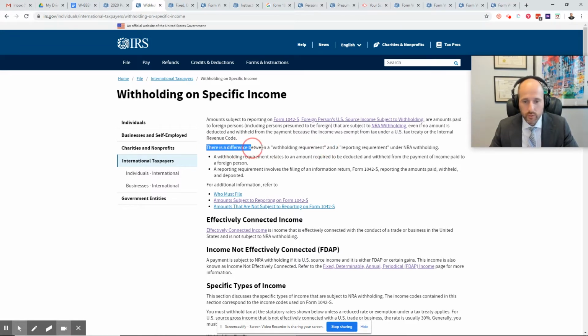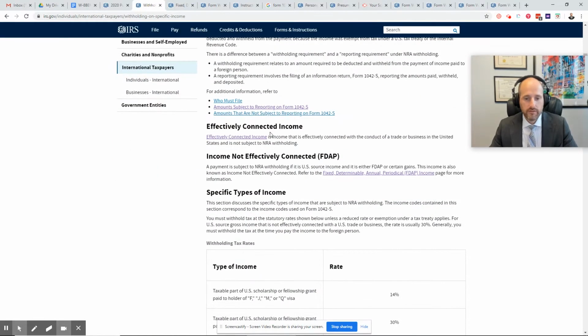So there's a difference between a withholding requirement and a reporting requirement. A withholding requirement relates to the amount required to be deducted and withheld from the payment of income paid to a foreign person. And a reporting requirement involves the filing of an information return showing those withholdings. Fine. So effectively connected income, that is, income effectively connected with the conduct of a trade or business in the United States, is not subject to U.S. non-resident withholding.